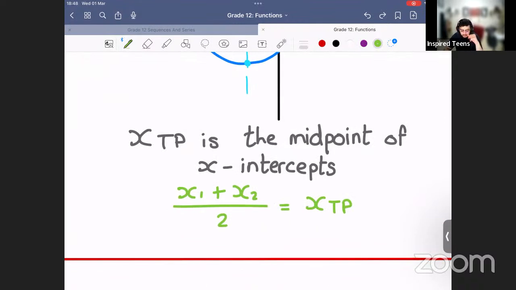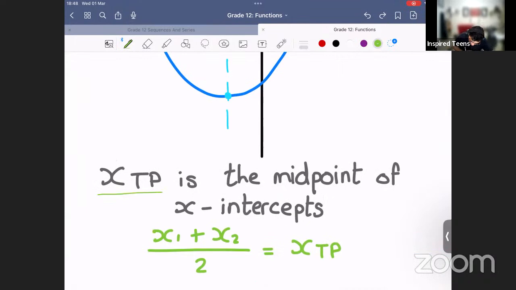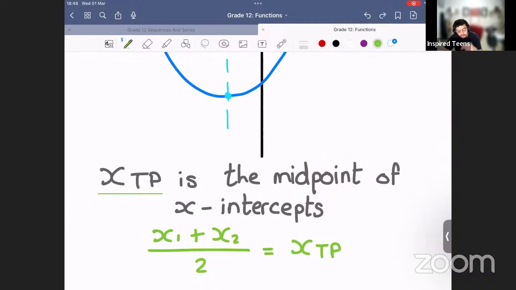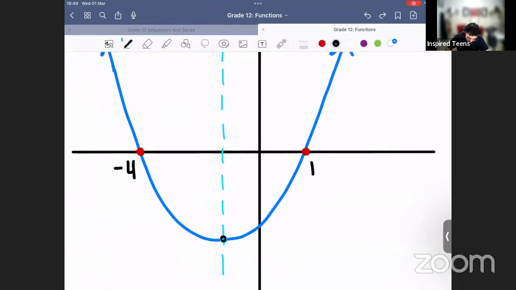Also, the x turning point is the midpoint of the x-intercepts. This is just as important, right? Both concepts work hand in hand. The first is axis of symmetry. The second is that the x turning point is always the midpoint of the x-intercepts, where the graph intercepts the x-axis. We can look at this diagram and see that firstly we have the dotted line, which is created for the x turning point as it's a line of symmetry. Then we have one x-intercept and the other x-intercept.